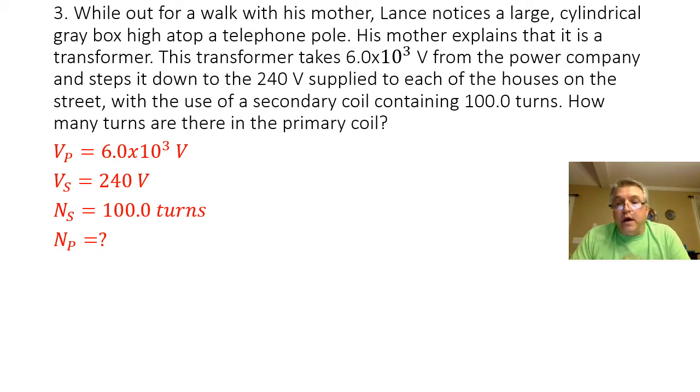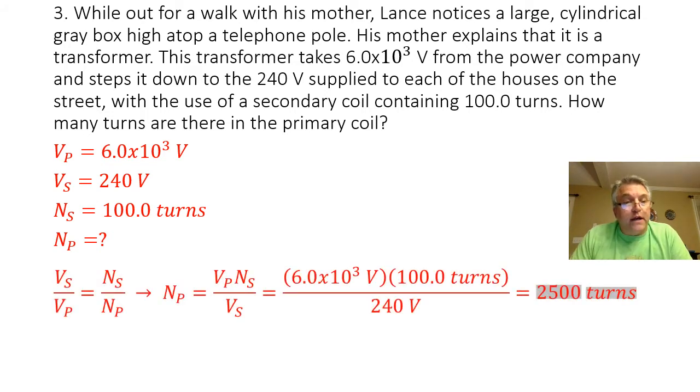So I know that I'm going to use my transformer formula, and my transformer formula tells me that the ratio of the secondary voltage to the primary voltage is equal to the ratio of the number of turns on the secondary coil to the number of turns on the primary coil.